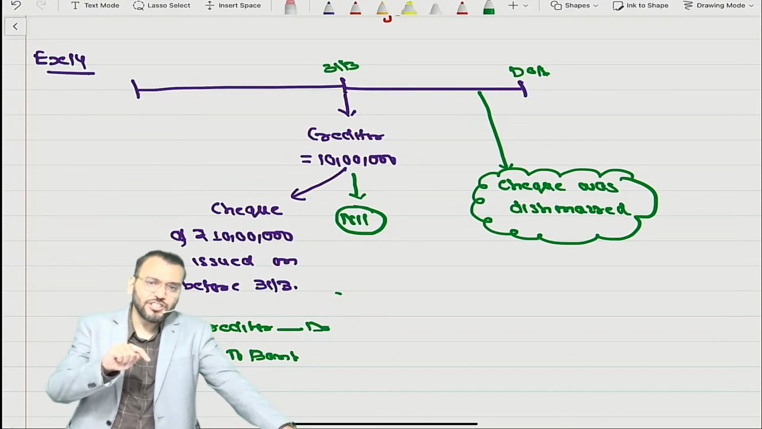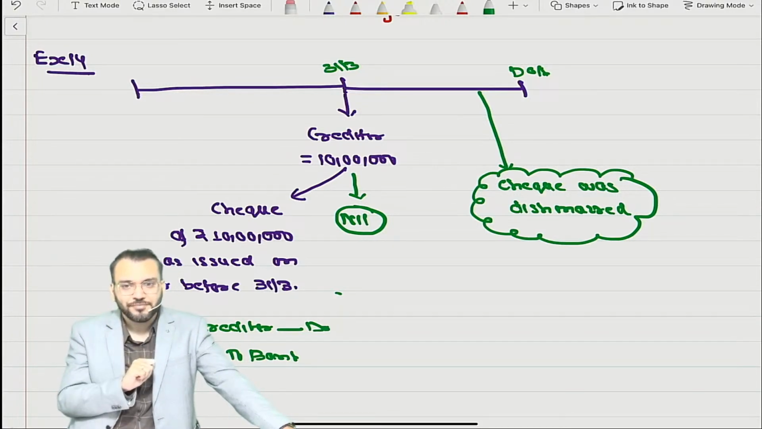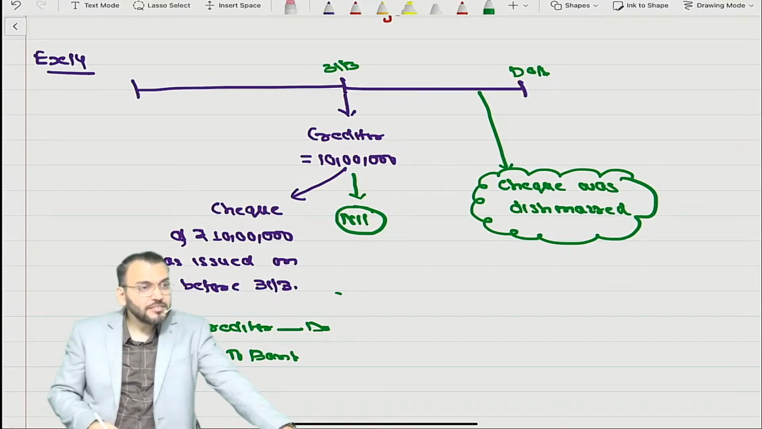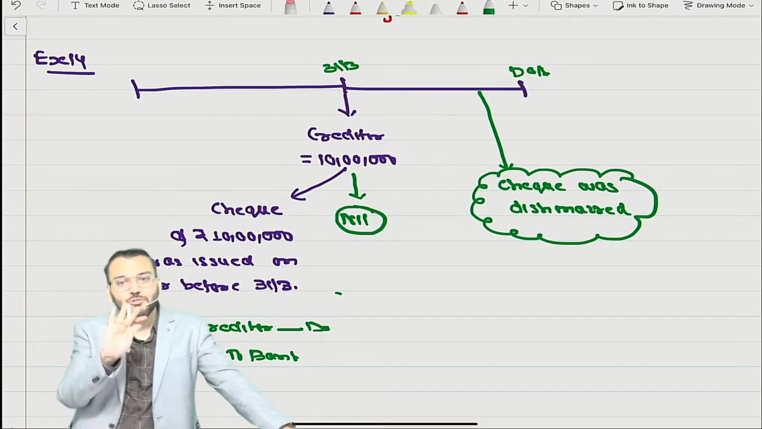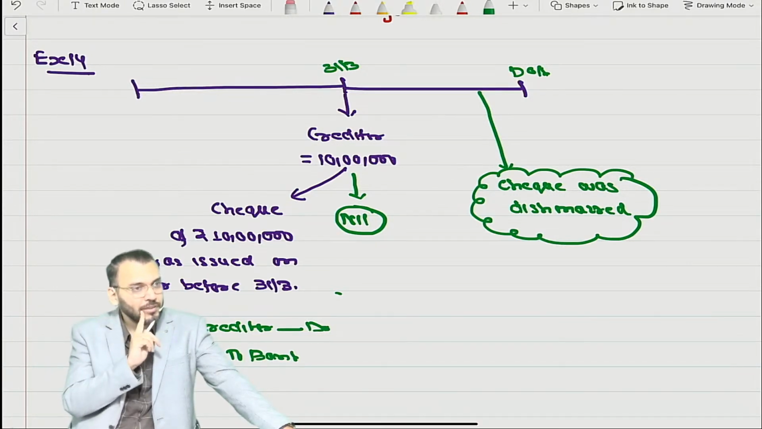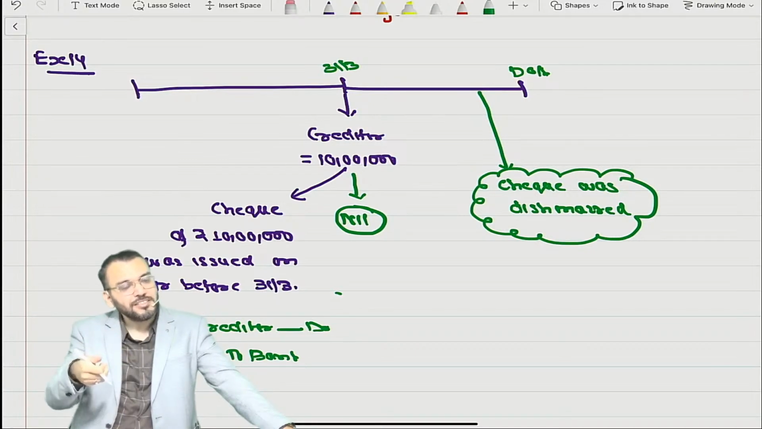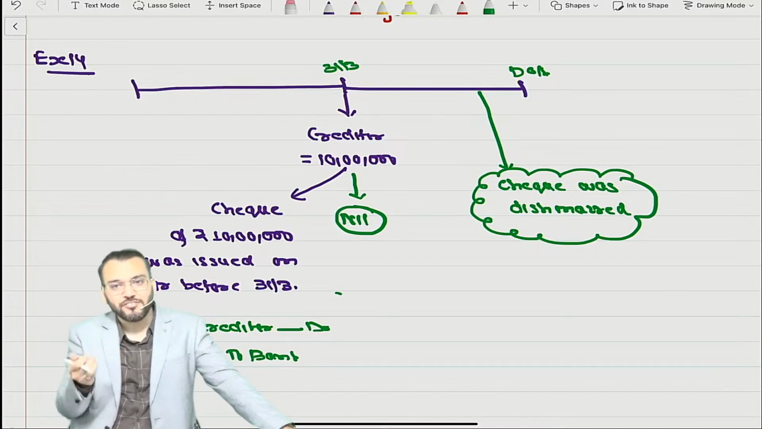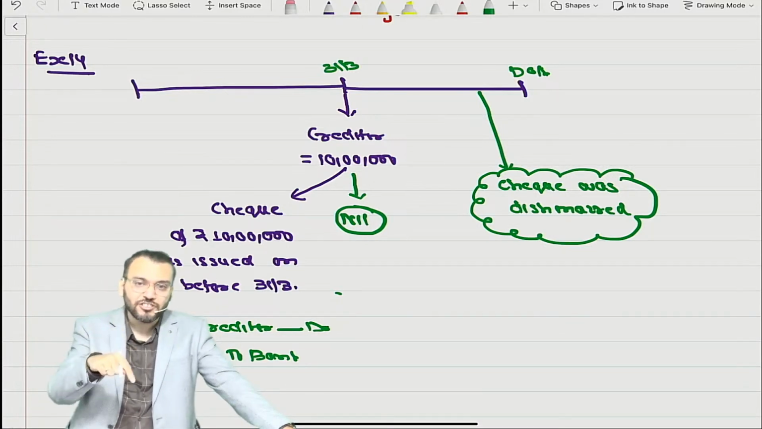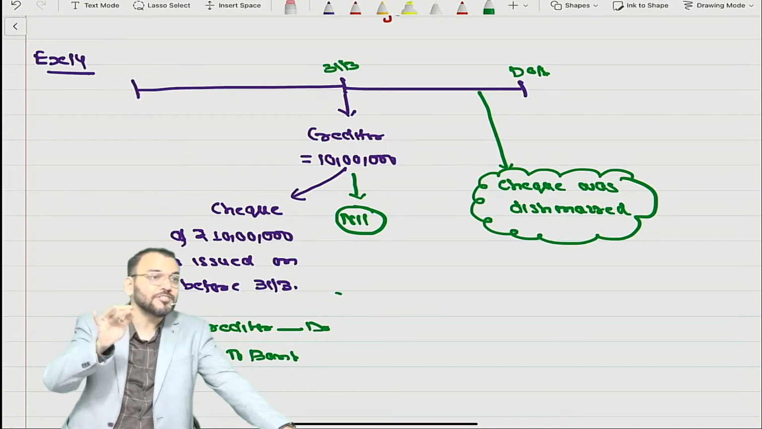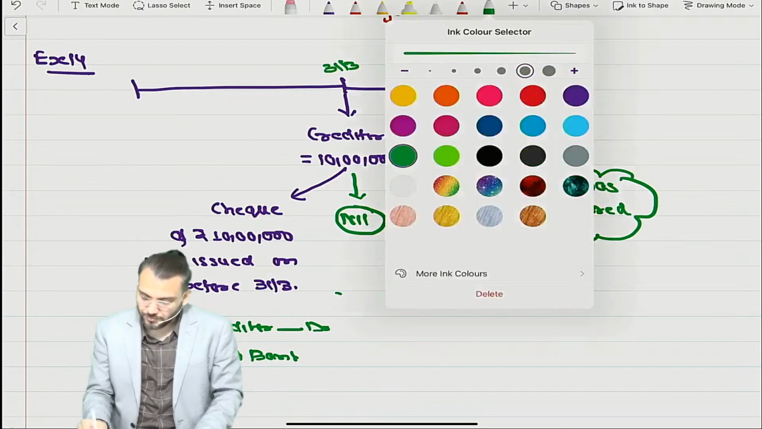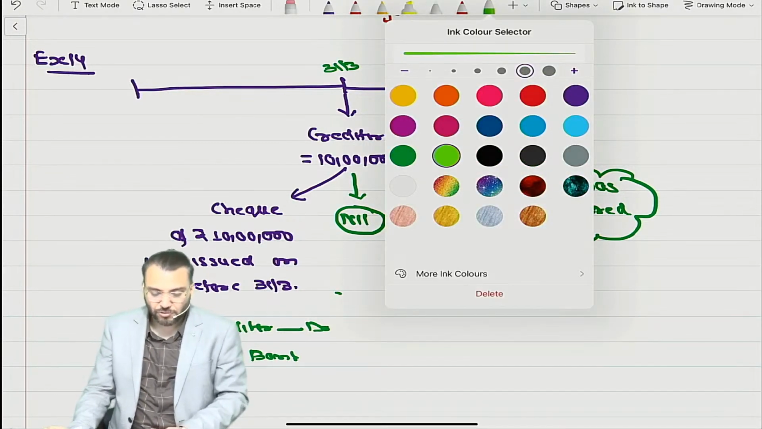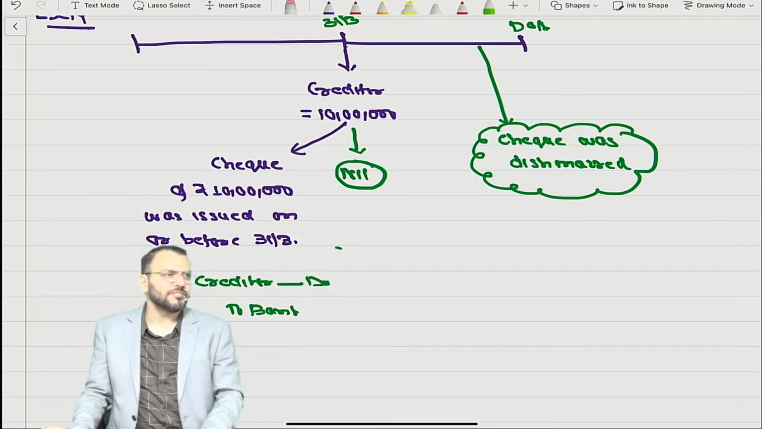When you are saying adjusting, you need to reverse the journal entry on 31st March. When you are saying non-adjusting, there is no adjustment entry, and the check dishonor entry will be done in the next financial year. When you are saying adjusting, you need to reverse on 31st March only. Tell me, adjusting or non-adjusting? Fast, a little faster.